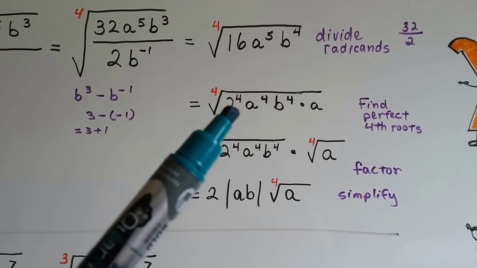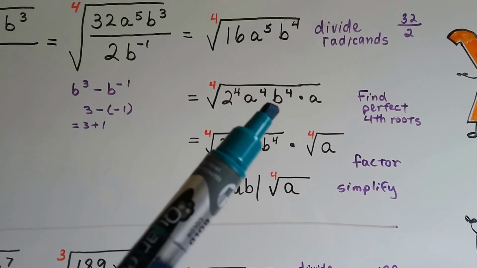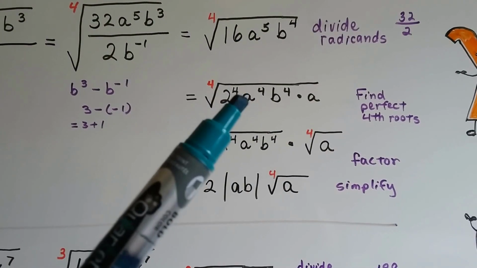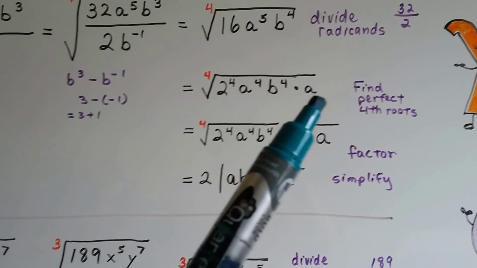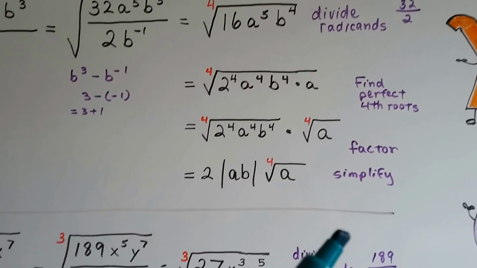And 2 to the 4th power is 16, so now we have 2 to the 4th power, a to the 4th power, b to the 4th power, and there's our straggler a. Because we had a to the 5th, so here's the 4, and here's the other one to make 5. So he's a straggler. He's not a perfect fourth root. He's going to be off by himself under his own radical sign.